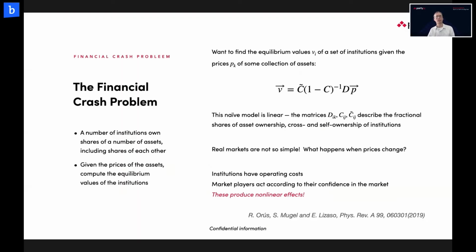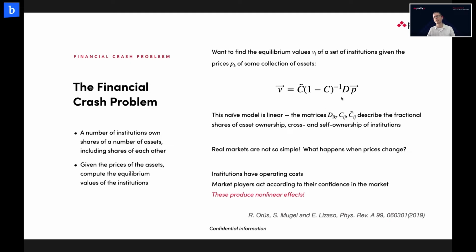Right, so the financial crash problem is sort of a toy model of a financial network, and that was detailed in this paper at the bottom of the slide. So the point here is there are a number of financial institutions that own shares of assets, and these assets have some price, P, so P is a vector of asset prices, and V is some vector of values of these institutions. And these institutions can be connected in all sorts of complicated ways. So they own portions of the assets, but there's also some sort of graph of cross ownership between the institutions themselves. So this is represented by some collection of 3 matrices.